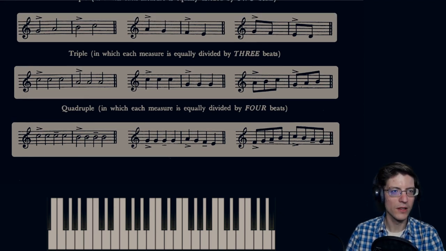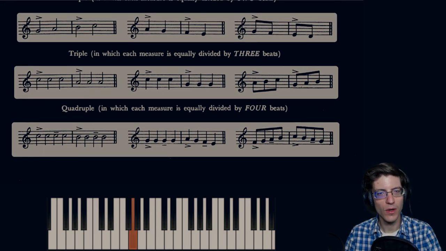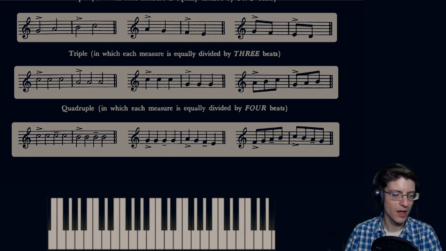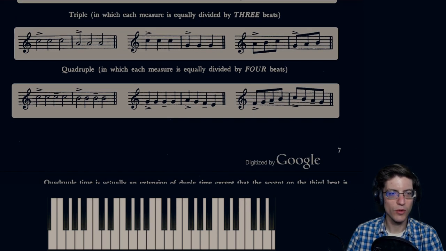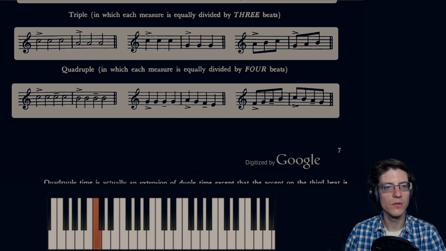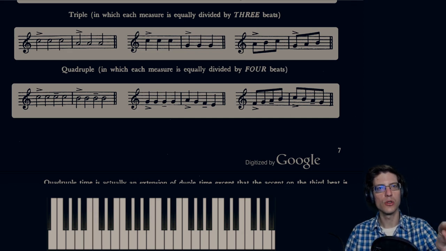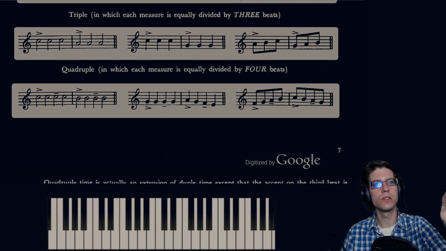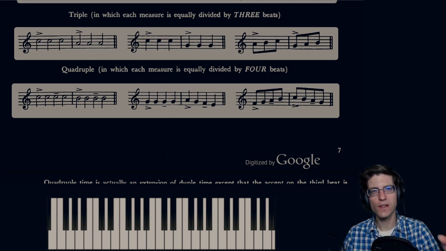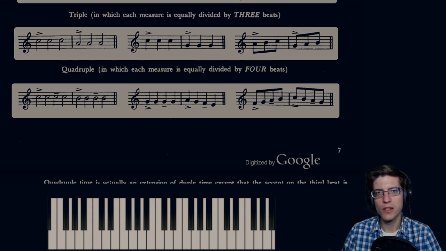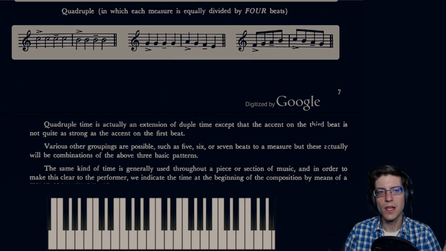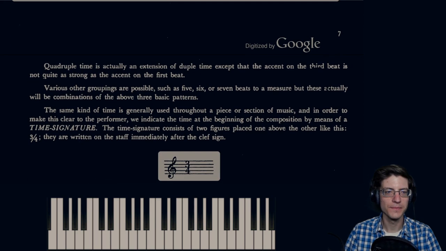It's 1, 2, 1, 2, 1, 2, 1, 2. And then on our quadruple, 1, 2, 3, 4, 1, 2, 3, 4. So your emphasis really depends on the execution, but it could be like half the emphasis of your downbeat, so to speak. So like half the accent.